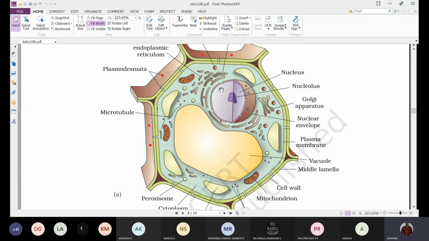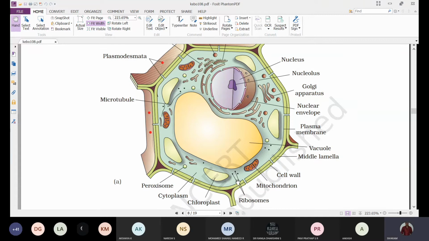When you observe here, the cytoplasm, as we said very clearly, because plant cells are eukaryotic cells, is divided into many compartments. We can see here the rough endoplasmic reticulum, smooth endoplasmic reticulum, Golgi complex, mitochondria, chloroplasts, ribosomes, and peroxisomes, and we'll find a large central vacuole.